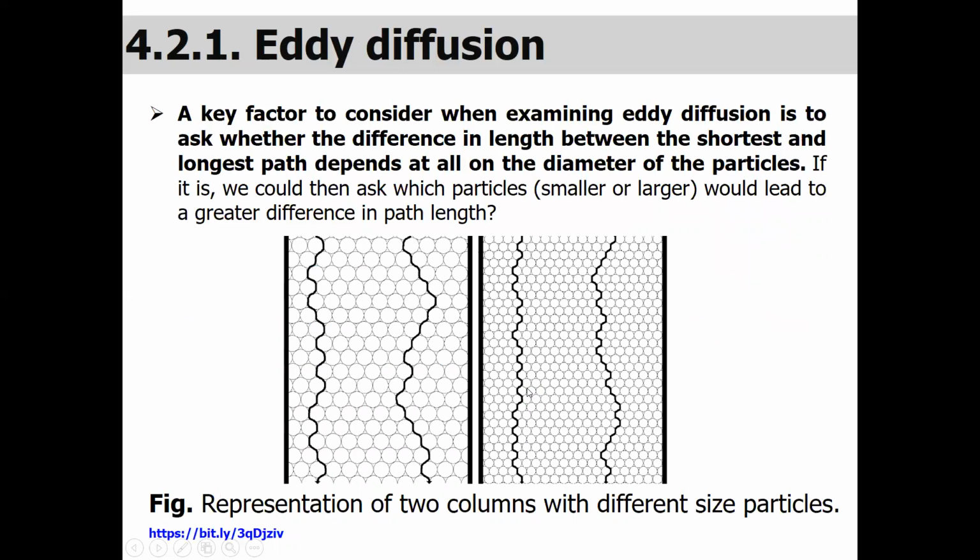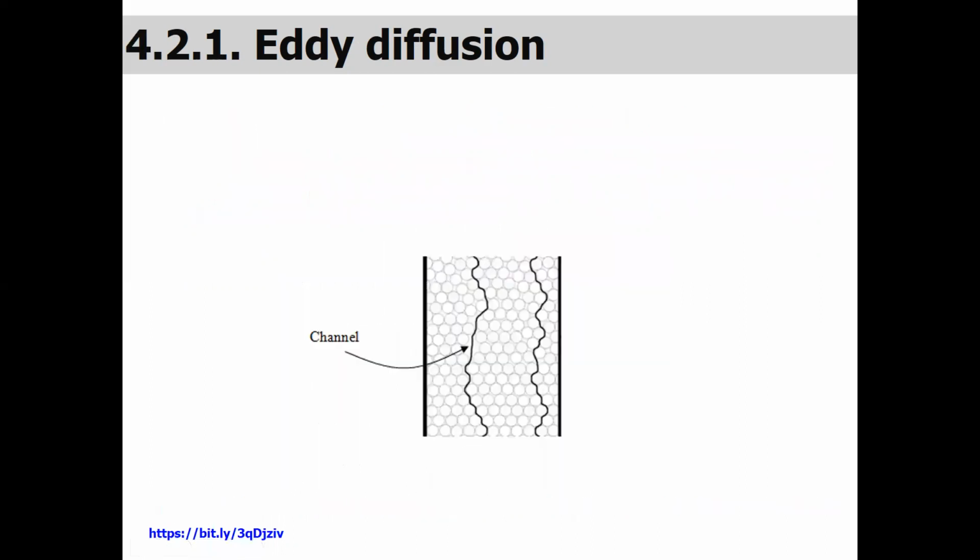Now, a key factor you have to keep in mind is that eddy diffusion asks whether the difference in length between the shortest and the longest path depends at all on the diameter of the particle. Actually, this depends on the path, or we can say the distance traveled by the molecule. Eddy diffusion does not depend on the size of the particle. Keep this point in mind. Okay.